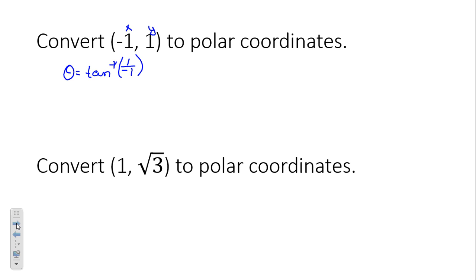And we ask ourselves, where's the tangent 1? It's 45 degrees, right? I need pi over 4s, okay? So the tangent's 1 at pi over 4, but we have to ask ourselves, if we're at negative 1, 1, which pi over 4 will that be? 3 pi over 4. So you'll have to kind of sketch this to make sure you get in the right quadrant with this method. So 1 pi over 4, 2 pi over 4, 3 pi over 4. So theta is 3 pi over 4.